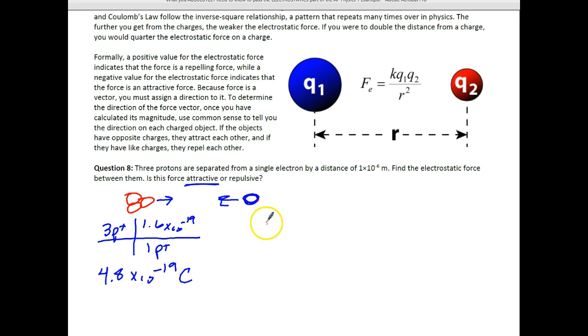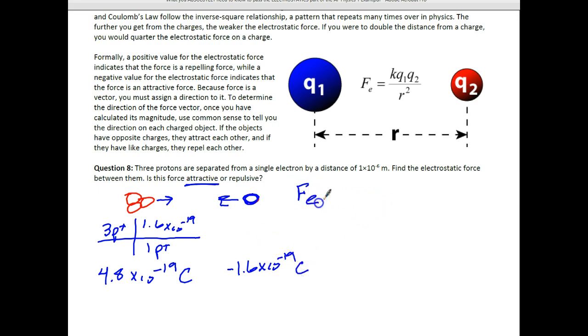We also need to figure out what is the charge on the electron, and because there's only one, we know that that one's negative 1.6 times 10 to the negative 19th coulombs. So now I have my two charges. Now I can use my equation.